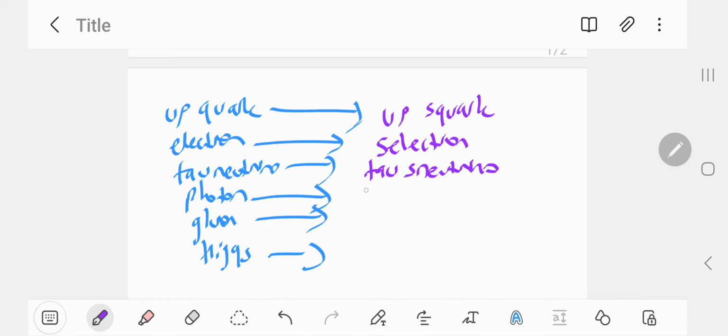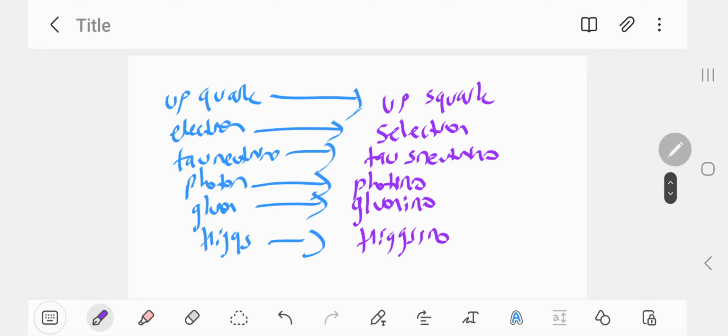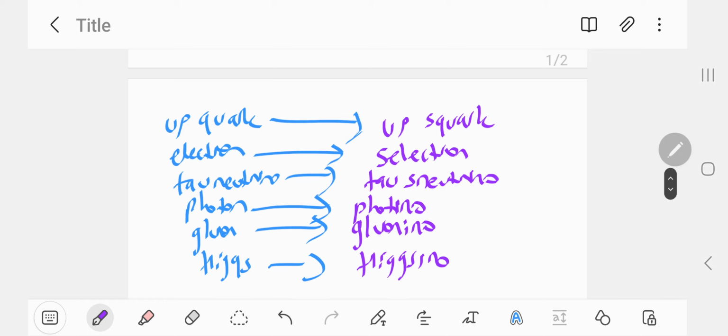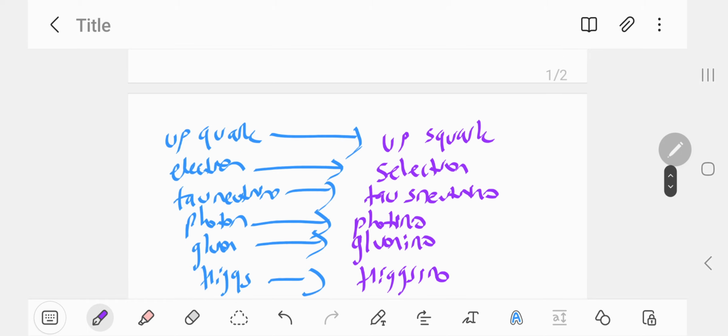Photon is a boson. Its fermion partner is called a photino. A gluon, it's a boson. Its fermion partner is a gluino. Don't know if I spelled it correctly. Higgs, it's a boson. Its fermion partner is the Higgsino. And that's how supersymmetry works. So for every fundamental particle in the standard model of particle physics, there's a corresponding partner. In other words, the universe is believed to have double the amount of particles.